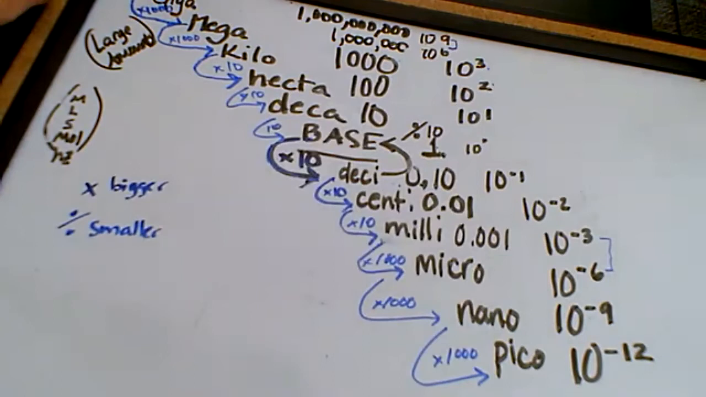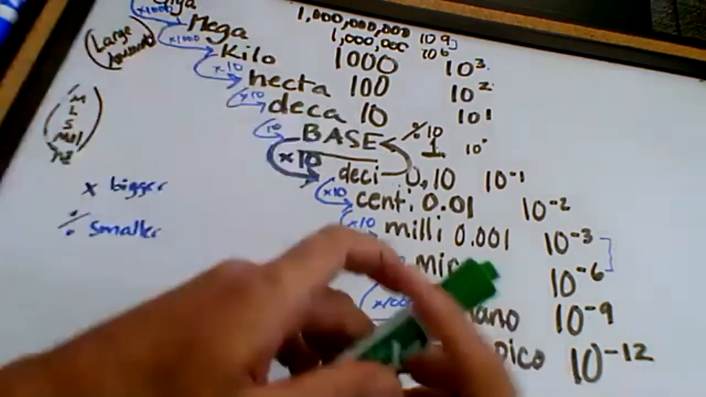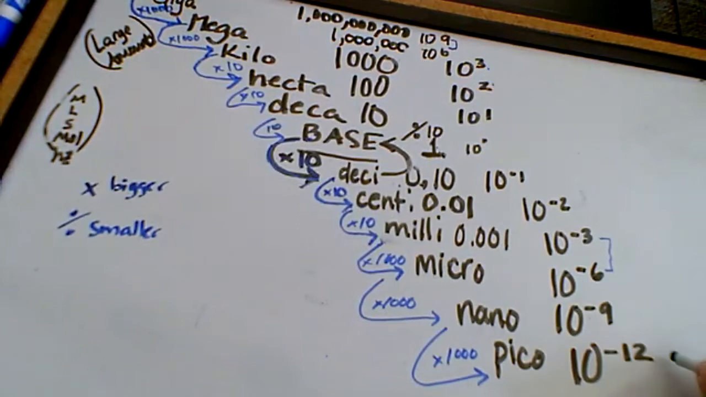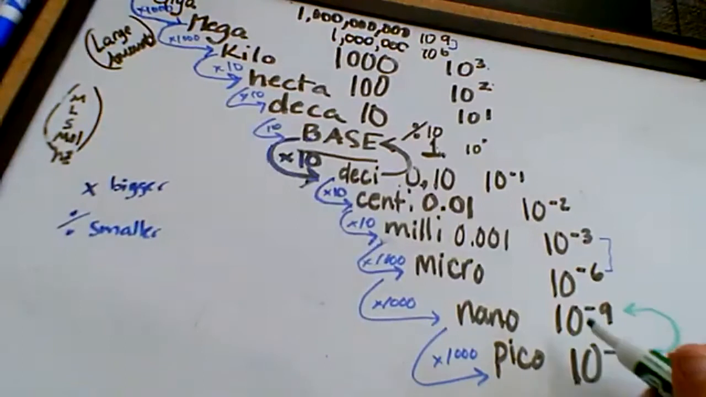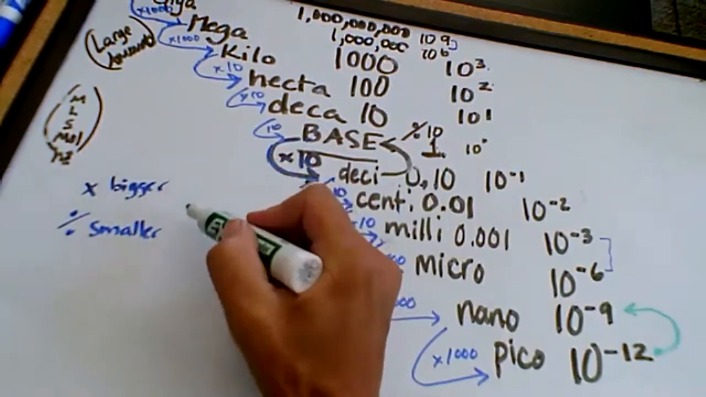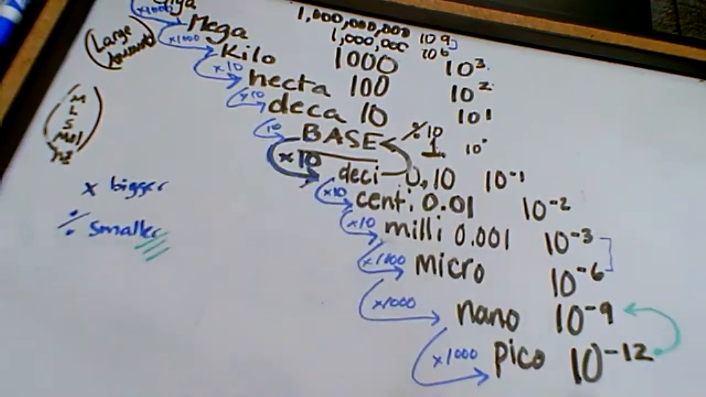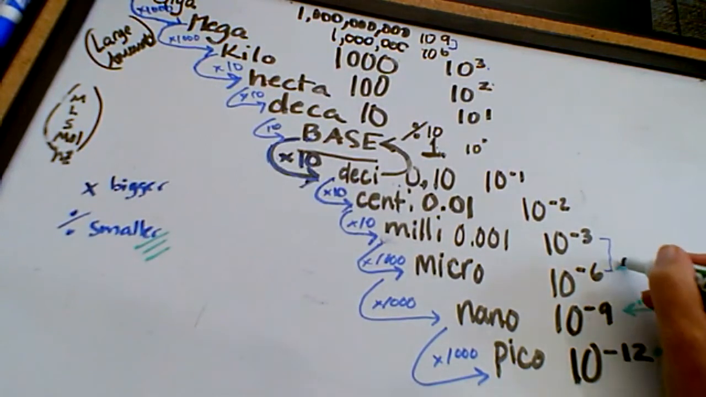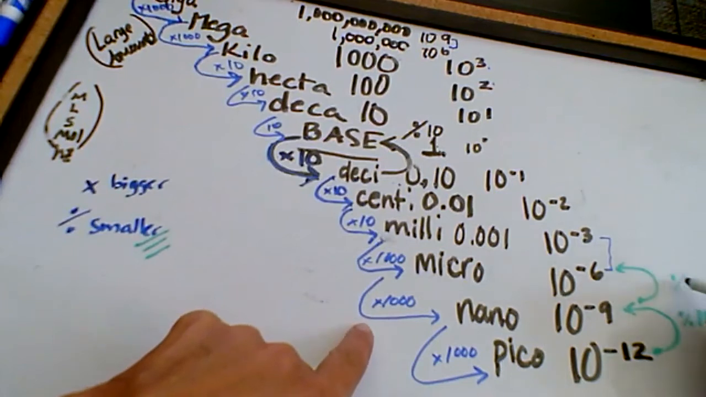Over here, and then I'm going to finish it, in order to go from a pico to a nano, right? Well, nanos are bigger. So if I saw that I was turning a pico into a nano, I would have to make it smaller, right? So I will be dividing by 1,000 to go from here to here. To go from here to here, I would divide by 1,000.